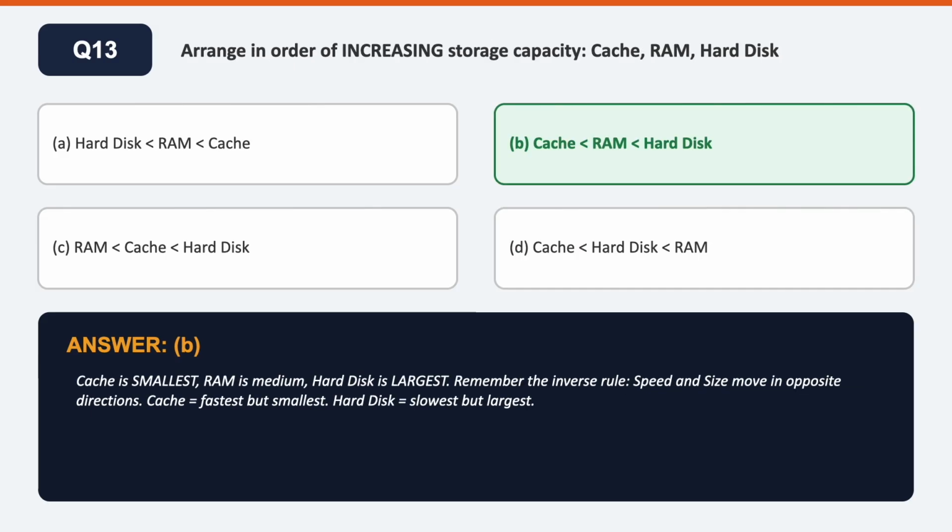Question number 13. Arrange by increasing capacity: cache, RAM, hard disk. A. HD, RAM, cache. B. Cache, RAM, HD. C. RAM, cache, HD. D. Cache, HD, RAM. Answer B. Cache is the smallest, RAM is medium, hard disk is largest. Speed order is the exact inverse.